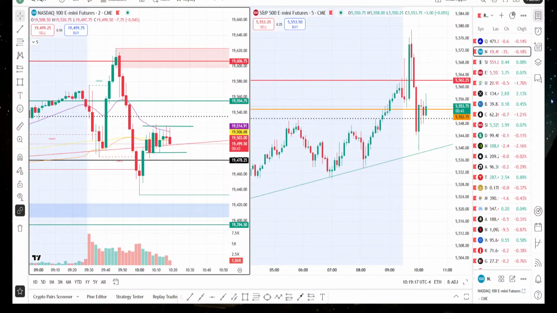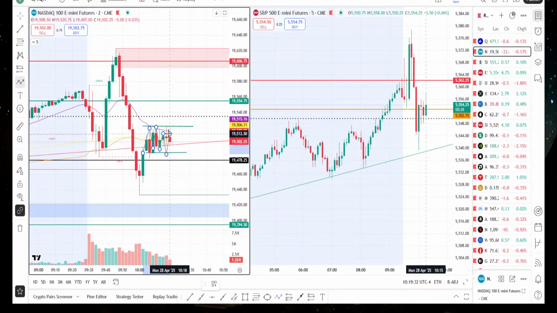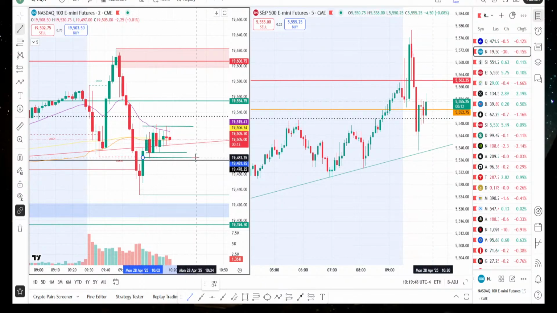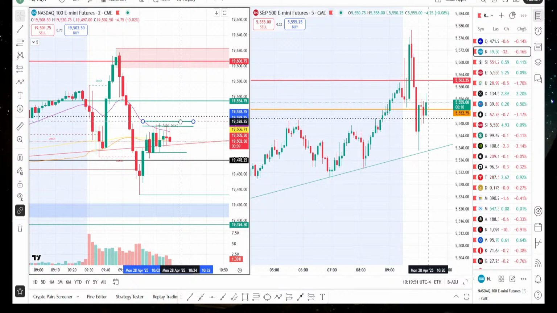We're still chopping around here. So this is what they call the accumulation phase right here. When it starts to range, it starts to accumulate, right? It's accumulating orders. Because the orders in the market don't stop coming in. There's trades being processed here right now. And there's stop losses being put here at the bottom, and stop losses being put here at the top. So we are accumulating.